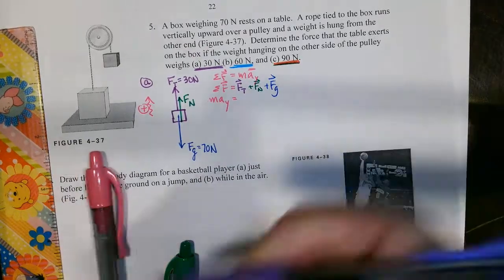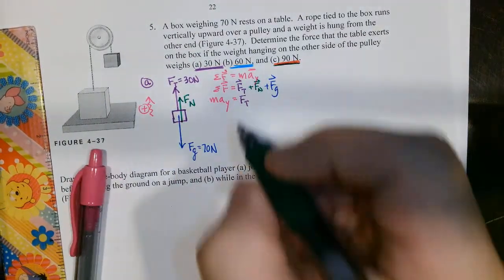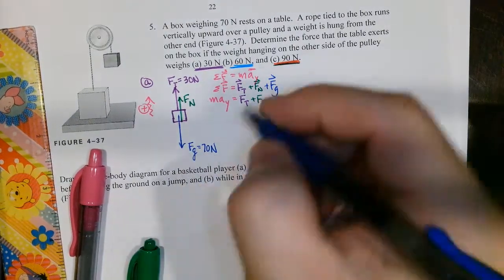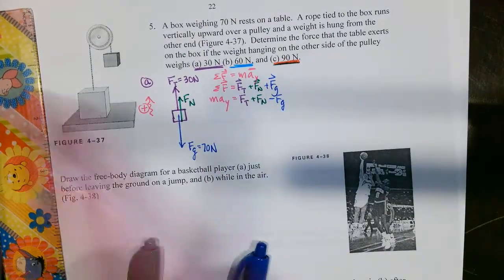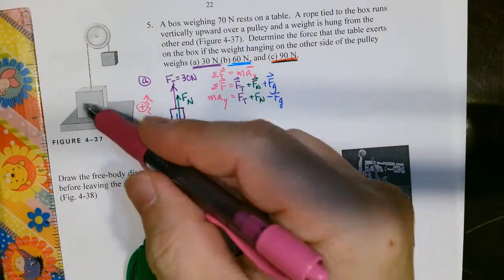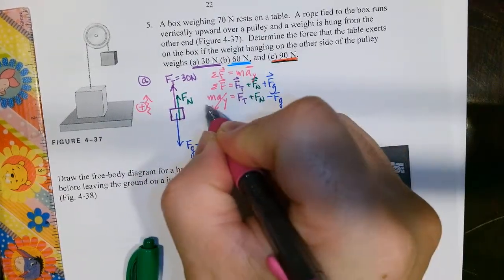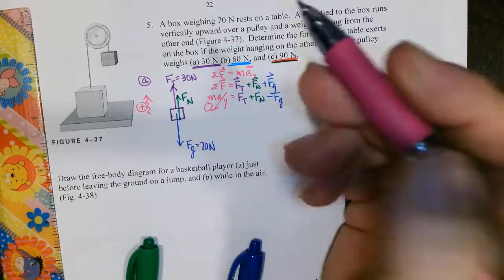So tension looks positive. F normal looks positive. Fg looks negative. My acceleration is not going to happen. My acceleration is 0 for that, right? 0, because this is not big enough to lift this thing.